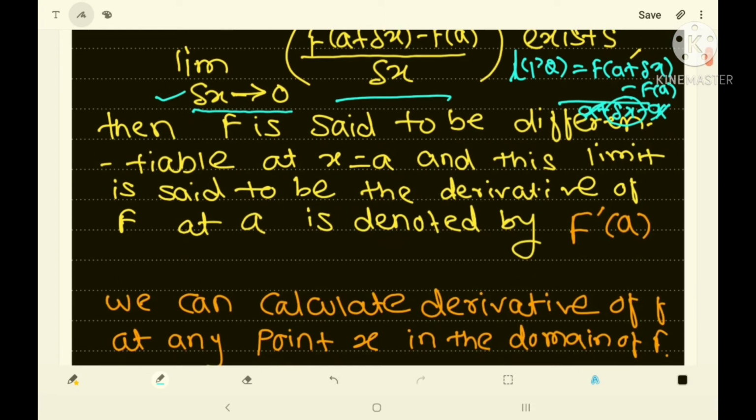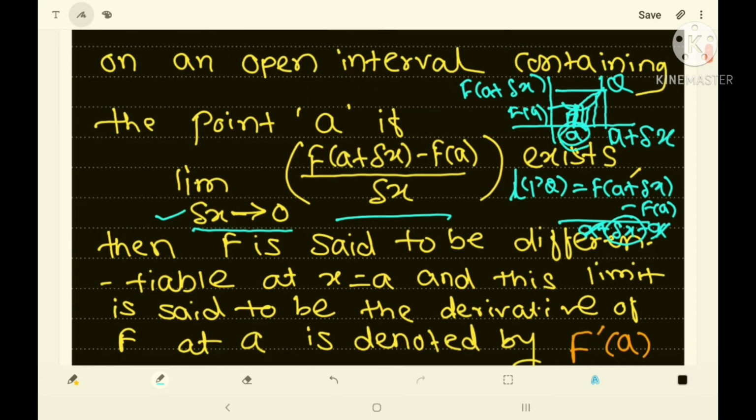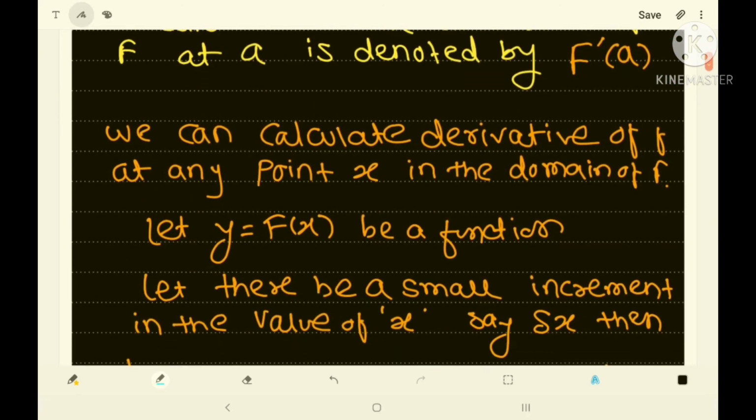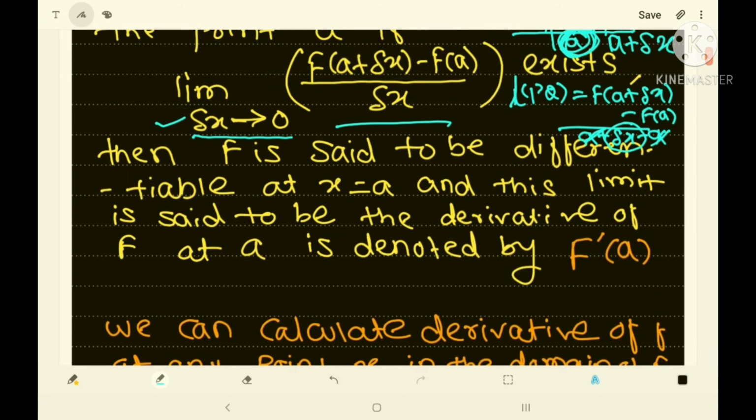Now see, then f is said to be differentiable. At that point we can say that our function is known as differentiable at what? At x equal to a. It means my function is differentiable at x equal to a when the chord becomes a tangent which is passing through only a single point p. Now see here, at x equal to a, this limit is said to be the derivative.